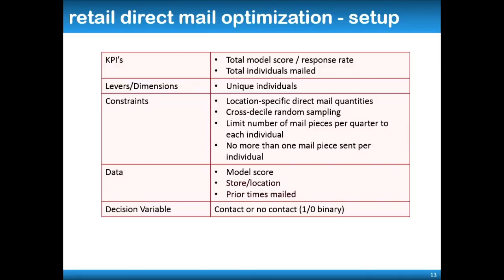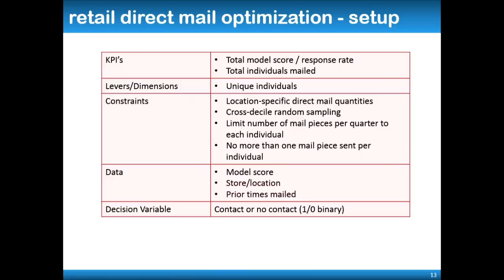We want to limit the number of mail pieces per quarter to each individual. So this is sort of a contact rules constraint. We may not, for example, want to contact too many people more than once per quarter. And in addition to that, there's a fairly complex constraint that we want to ensure that a single individual is not mailed more than one piece in the cases where that person might be in the footprint of multiple retail stores. So we don't want them getting 5 pieces if they happen to be in the footprint of 5 stores. So, limit 1 per person.